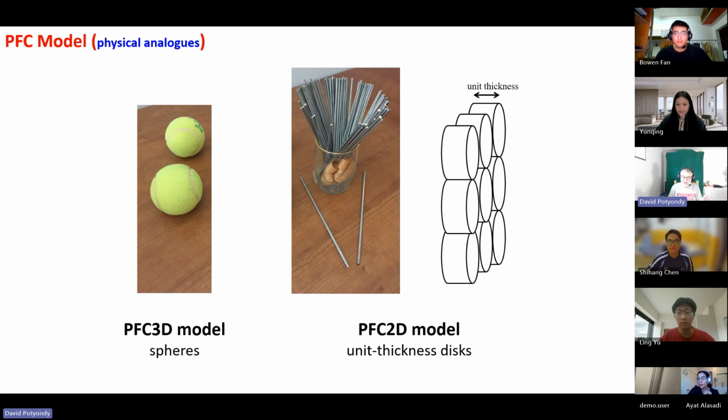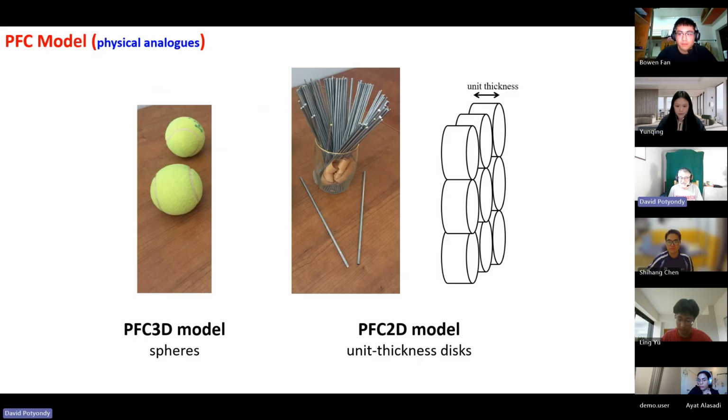This is pointing out that the 3D model is spheres, the 2D model is disks of unit thickness. And there's an example of a physical system of rods that are stacked together. And so that 2D model is really behaving like a bunch of rods.